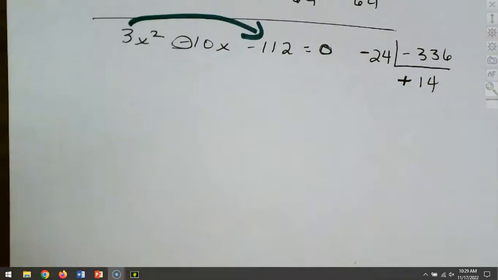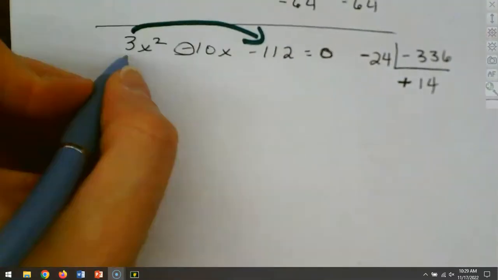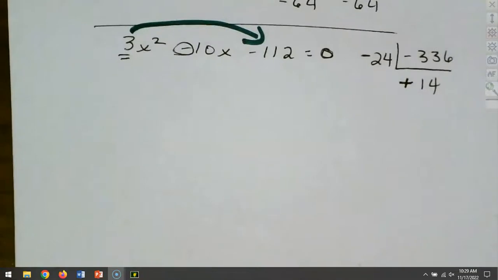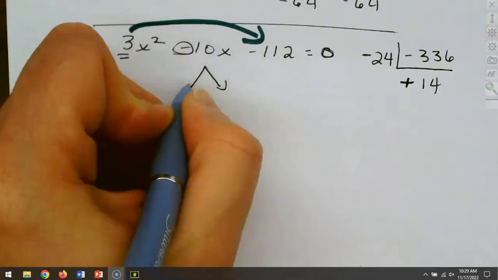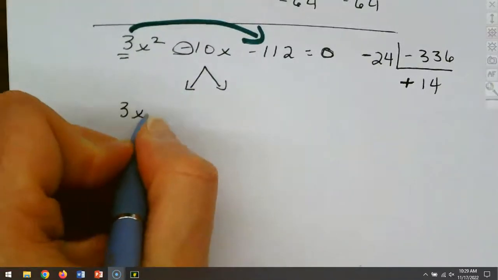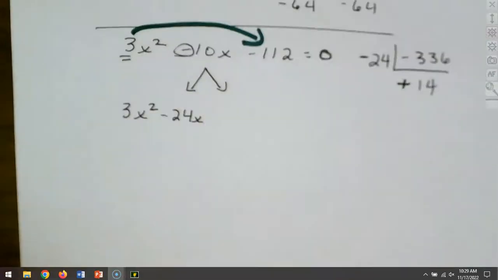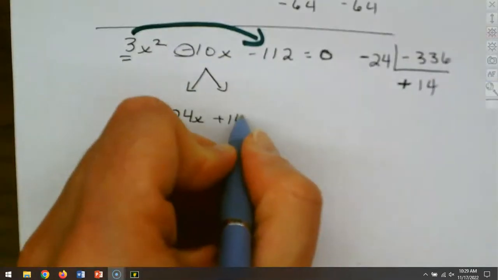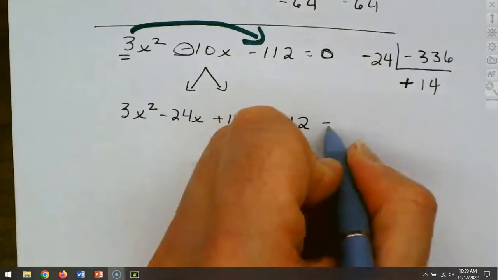Now, we cannot just jump to our factors on this one. It's a little bit more complicated than that. What do we need to do? Because we have this 3 in front. Remember, we can't just go straight to our factors. We have to take that negative 10 and split it up. So now we've got 3x squared. We've got a minus 24x. We've got a 14x. And we've got a minus 112.